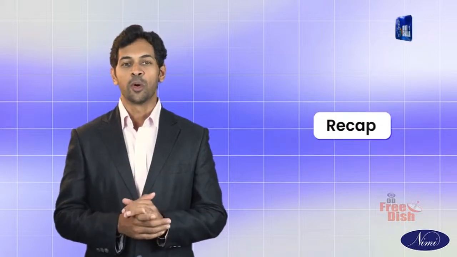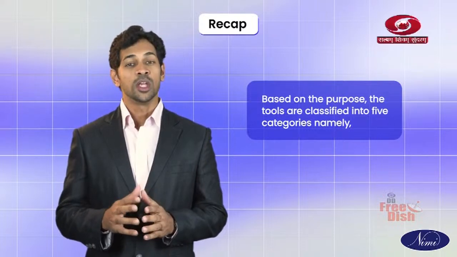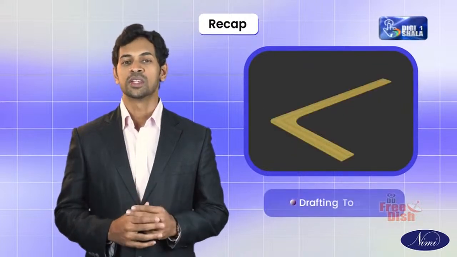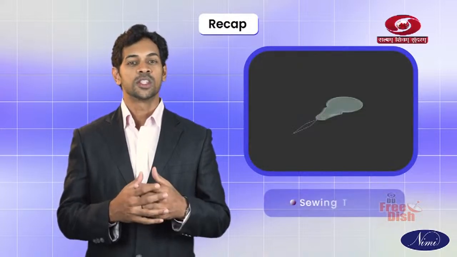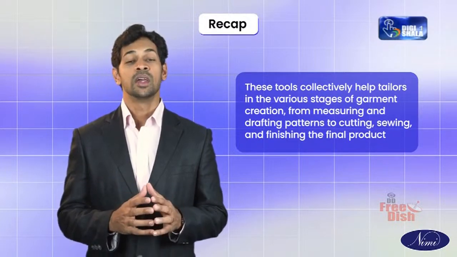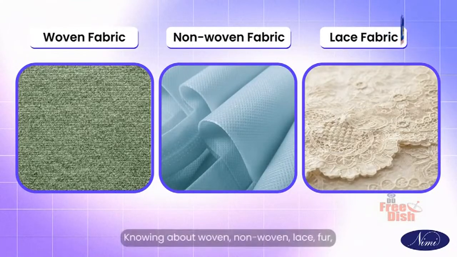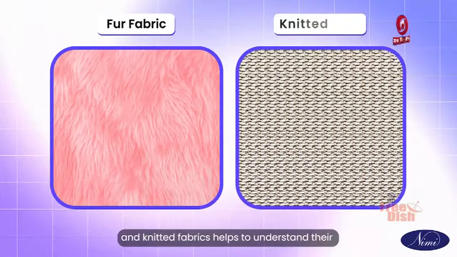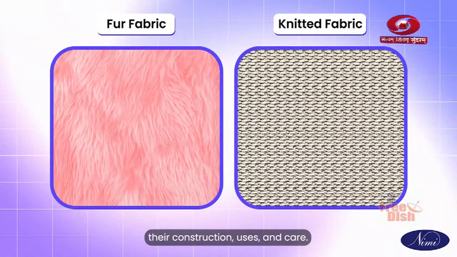Let's recap the key points discussed. Based on the purpose, the tools are classified into 5 categories, namely measuring tools, drafting tools, marking tools, cutting tools, and sewing tools. These tools collectively help tailors in the various stages of garment creation. Knowing about woven and non-woven, lace, fur, and knitted fabrics helps to understand their construction, uses, and care.